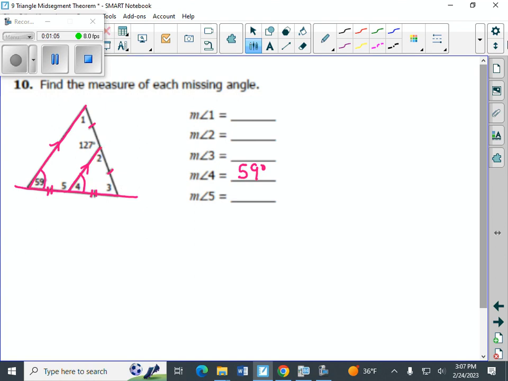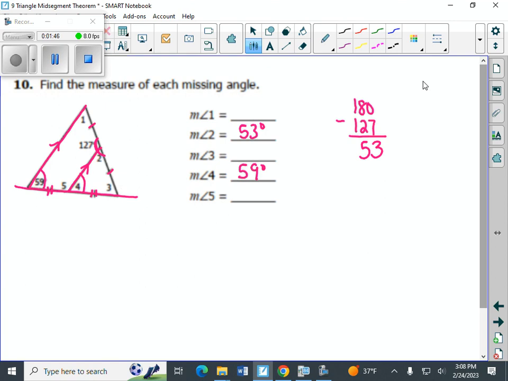Some other important ideas here: if we take these two angles right here, they are supplementary. Remember that supplementary means that they add to be 180 degrees. So if we take 180 degrees and we subtract 127 degrees, we get 53 degrees. So the measure of angle 2 is 53 degrees. So now we know angle 2 and angle 4.